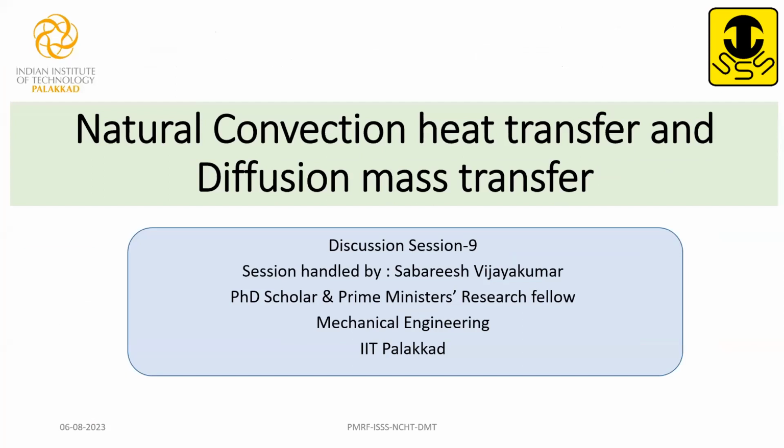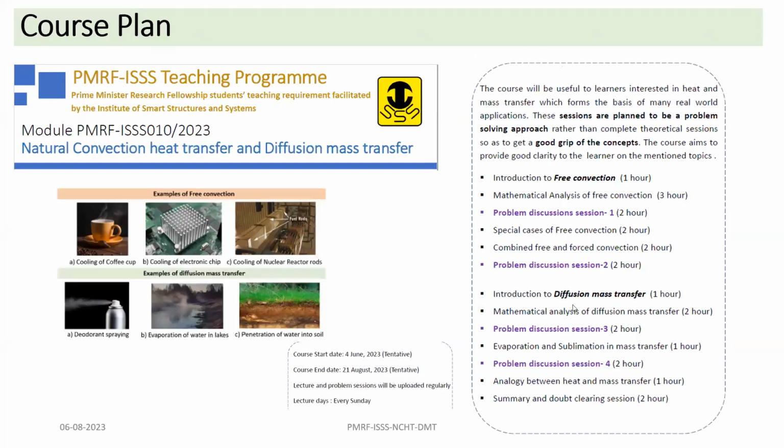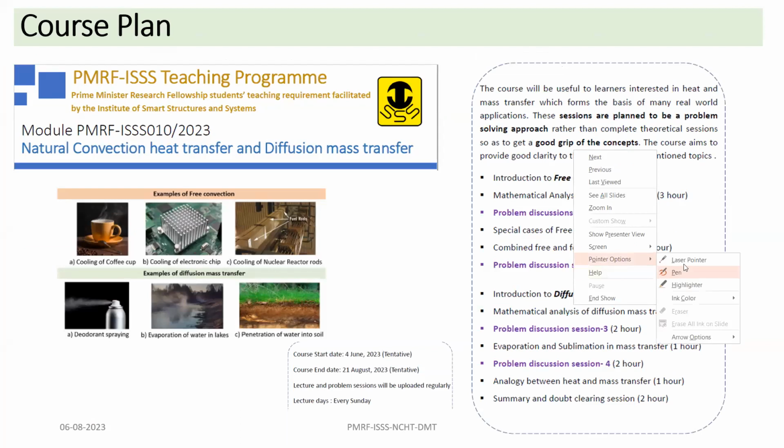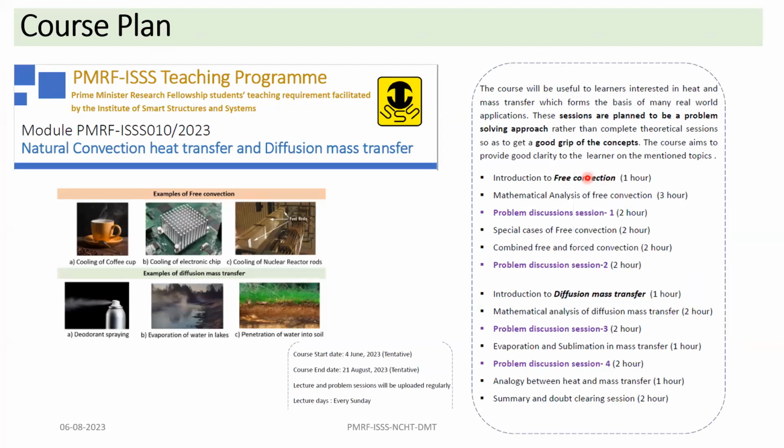Welcome to discussion session 9 on natural convection heat transfer and diffusion mass transfer. So far we have covered the introduction to free convection and the analysis of free convection. In the previous lectures, we went through diffusion mass transfer and its mathematical analysis. After that, we had some problem discussion sessions initially. Now we will have problem discussion session 3 today.